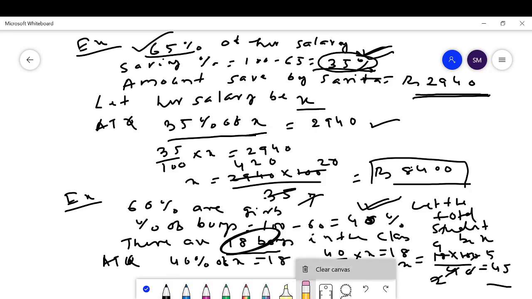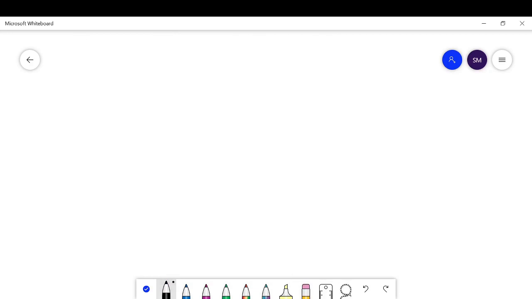Okay, then next question. I have already told you, please practice more and a variety of questions. Another question says, if a number is increased by 20% and decreased by 20%, find the net increase or decrease percentage. Let the number be x.